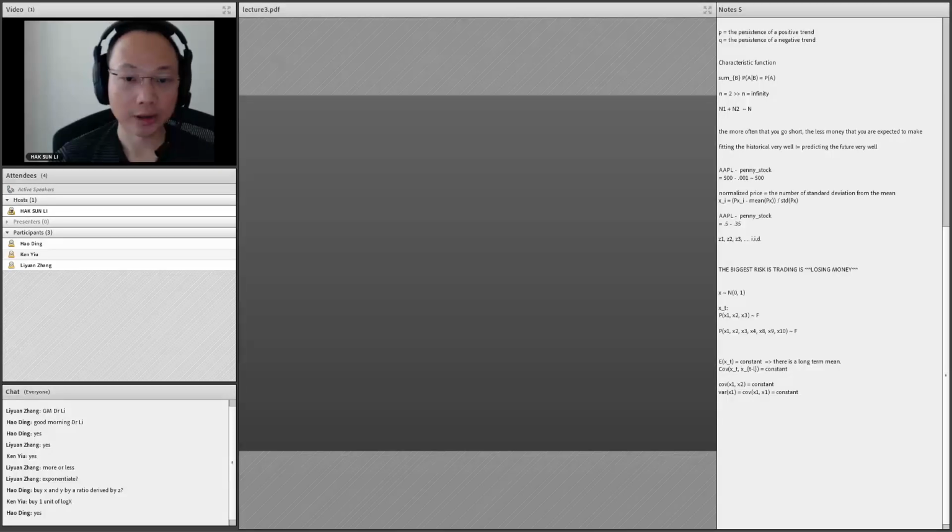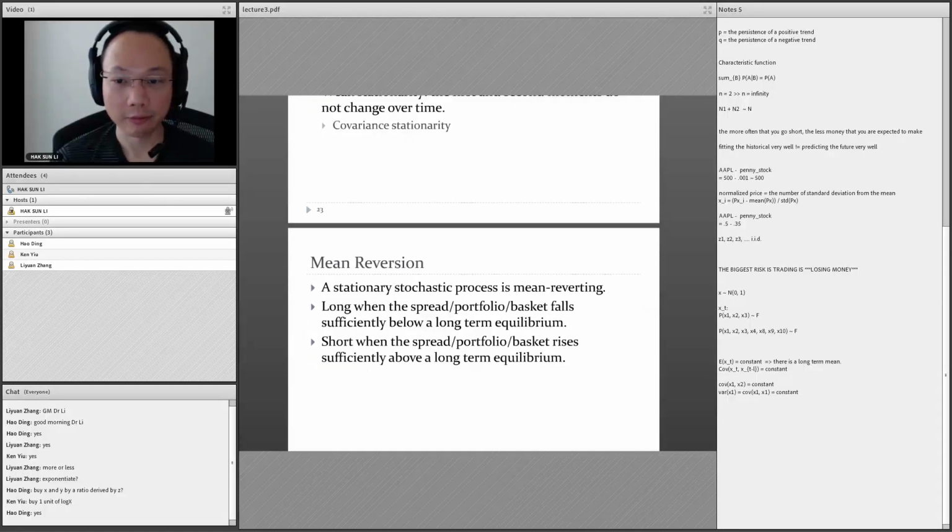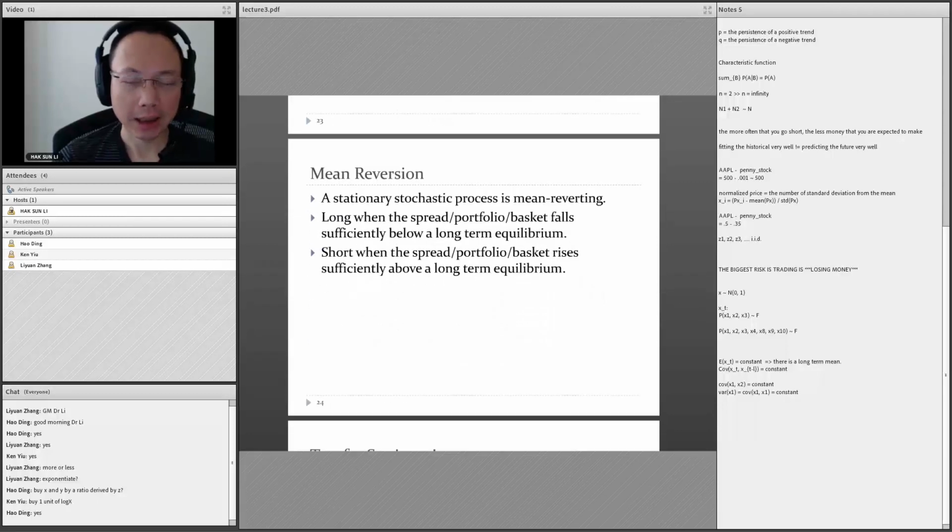So stationarity is probably the strongest form of mean reverting. Stationarity implies mean reverting, but as we shall see in the second half of the lecture, even though something is not exactly stationary, we can still trade it as if it's a mean reverting asset. And in fact, we can answer the question of how mean reverting an asset is.